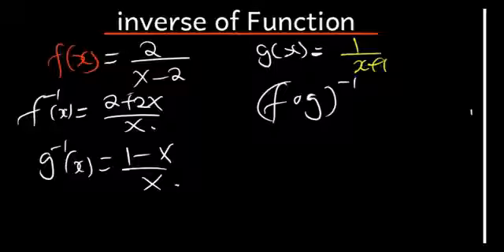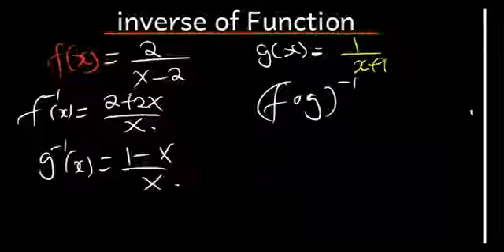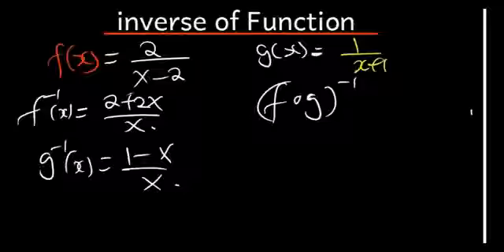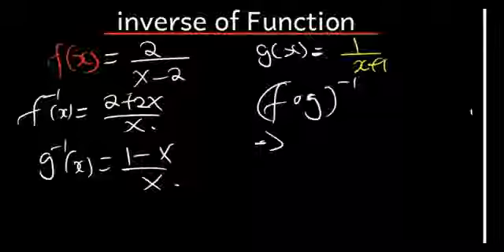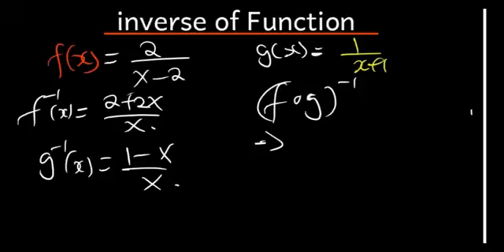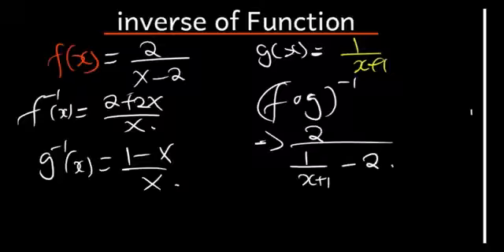First I have to find f of g. Okay, so what will be my f of g? What it means here is that this is a composite function. So in the function of f, where there is x, I'm going to put g. My f is 2 over x minus 2, but where there is x, I'm going to put 1 divided by x plus 1. Then I have minus 2.